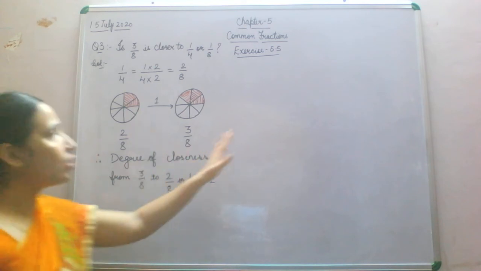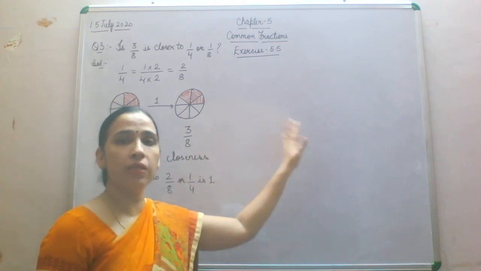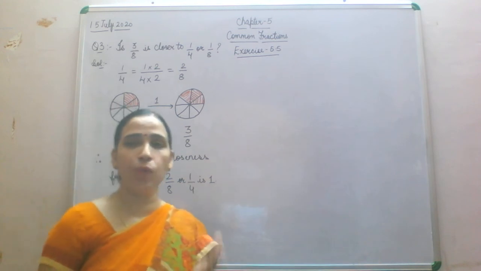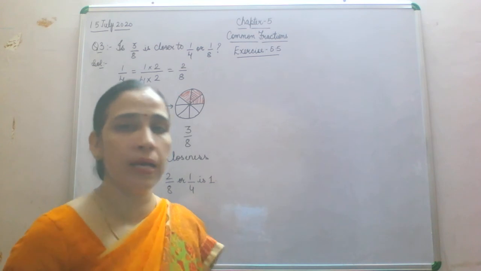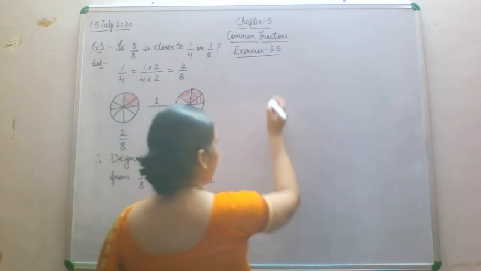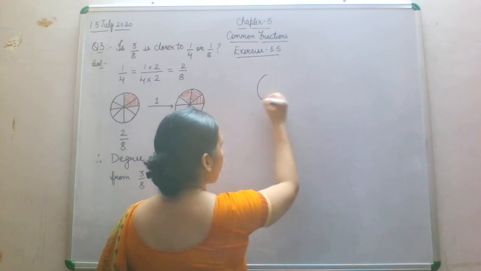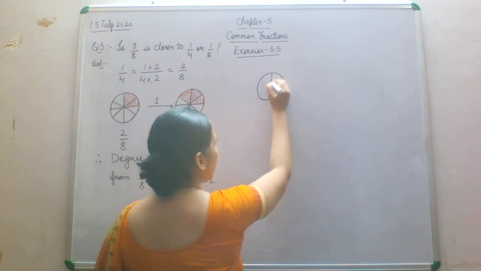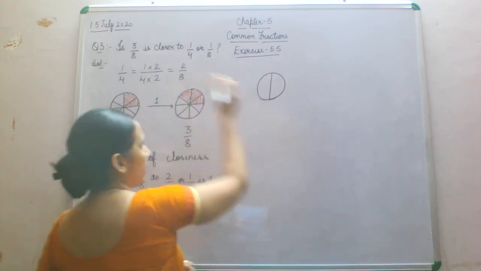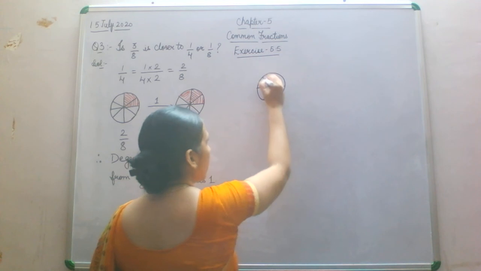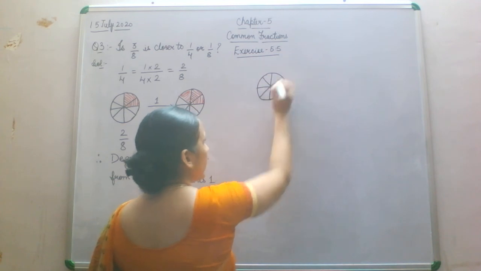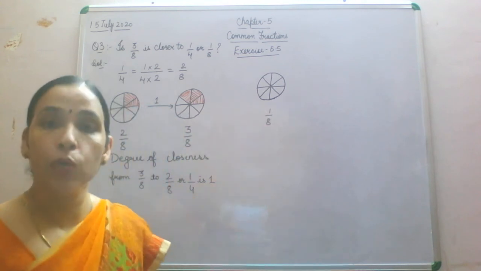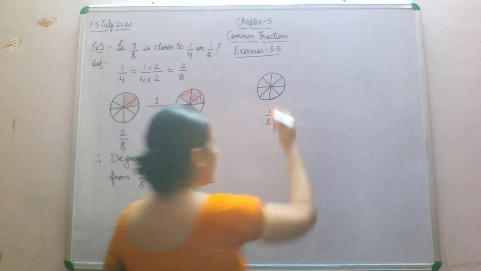Now come to the next, which is 1 by 8. We will draw 1 by 8 first, and after that let's find out how many more times we have to add 1 by 8 to the given 1 by 8. So what is the first step here? Now this is your comparison of 1 by 8 and the other one, which is 3 by 8. To represent 1 by 8, how many portions will I shade? We will shade only one part.